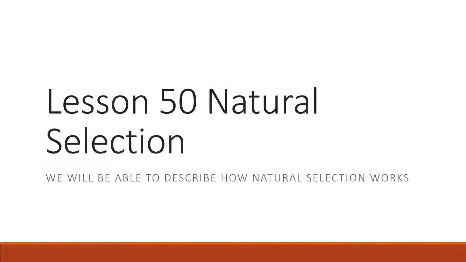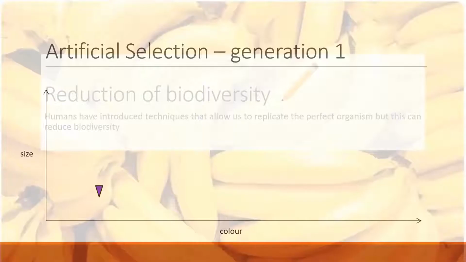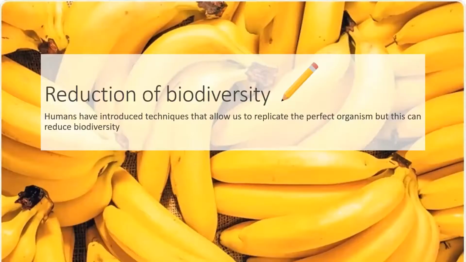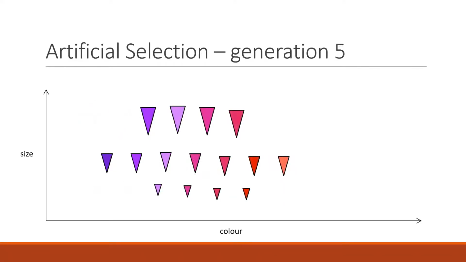We will be able to describe how natural selection works. Let's go back and have a look at what we did last lesson. Last lesson we were talking about, I guess, the opposite of natural selection, which was artificial selection. Artificial selection is where the main point is we choose what gets planted. We choose how a species evolves.